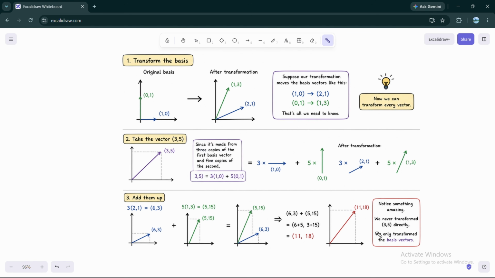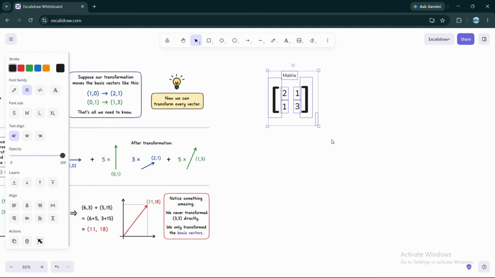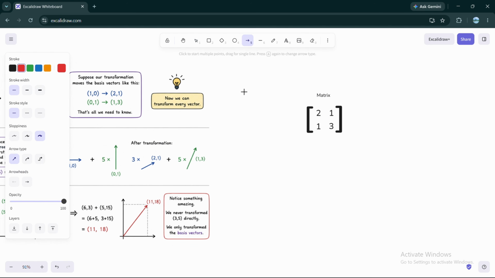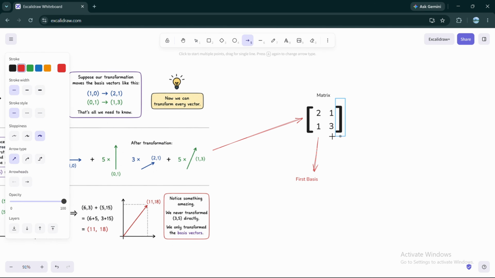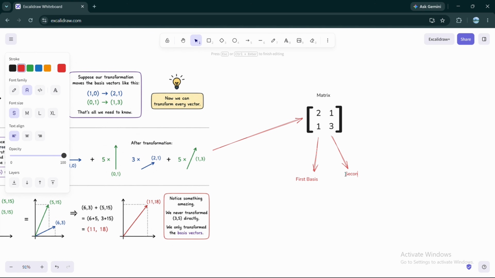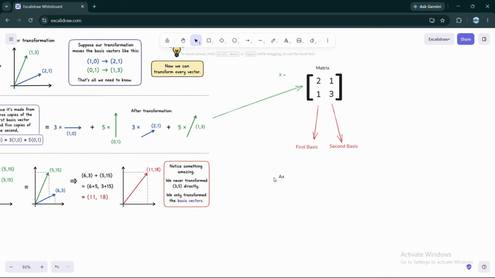Notice something amazing here. We never transformed 3, 5 directly. We only transformed the basis vectors. Now let's see where the matrix comes from. Let's write the transformed basis vectors side by side. This is the matrix. The first column tells us where the first basis vector goes, and the second column tells us where the second basis vector goes. That's it. A matrix is simply a compact way of storing a linear transformation.